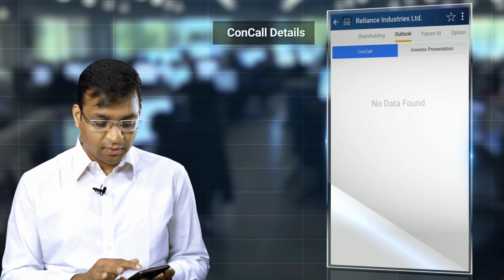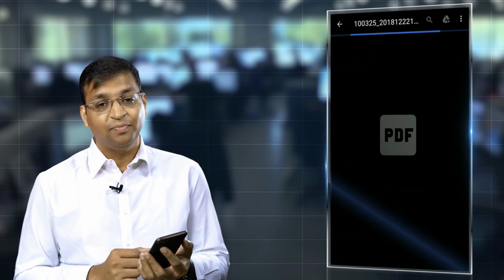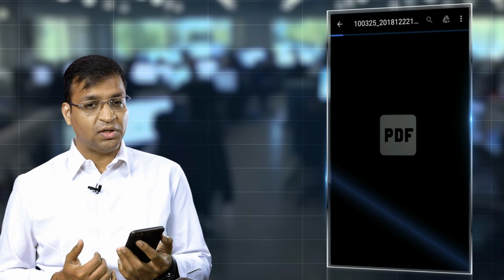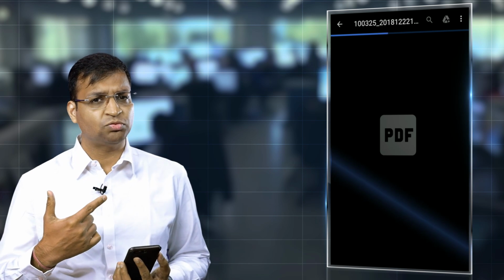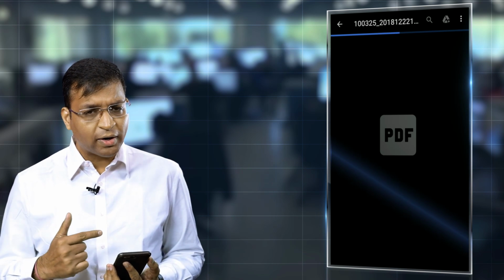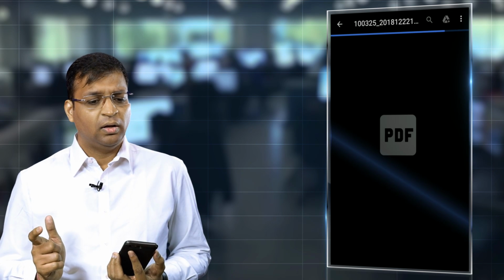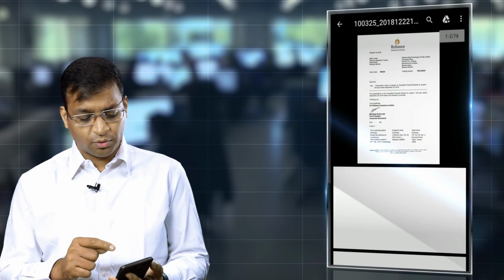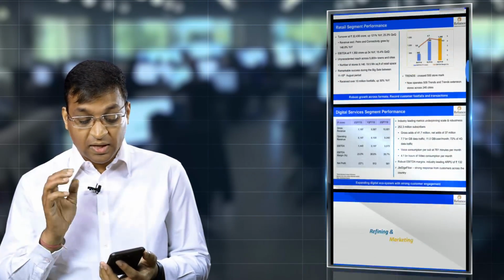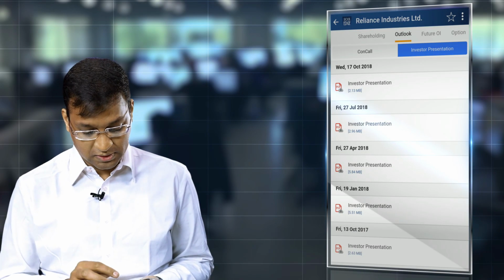Unfortunately, this company doesn't give con calls, and also the investor presentation. So you can click right here and you can go through the investor presentation. The investor presentation gives you an understanding of what this company is trying to do, whether this company is trying to expand in the right way or the wrong way. Lot of corporate governance aspects, lot of software aspects related to the company can actually be gauged from the investor performance report which the company gives on a quarterly basis.